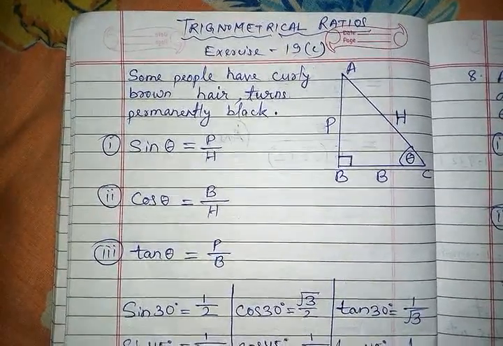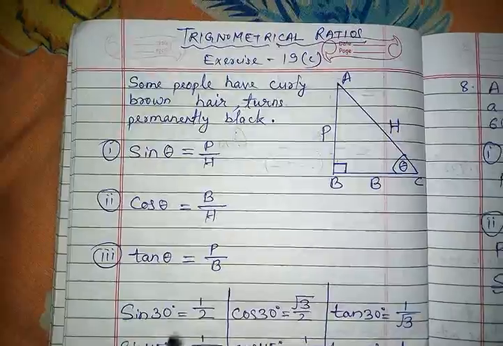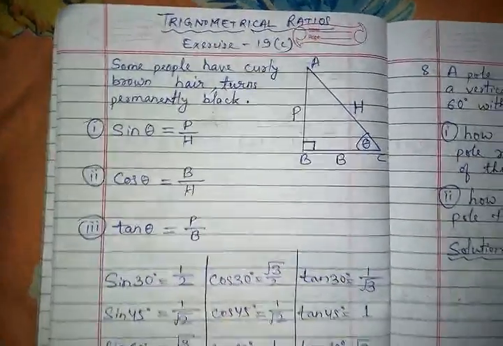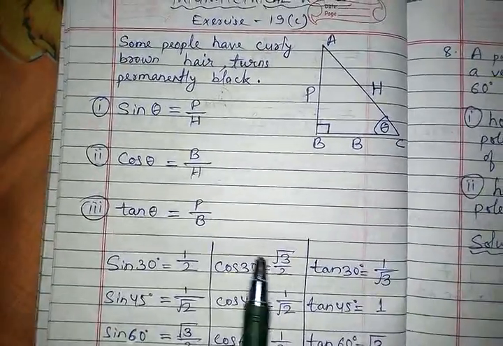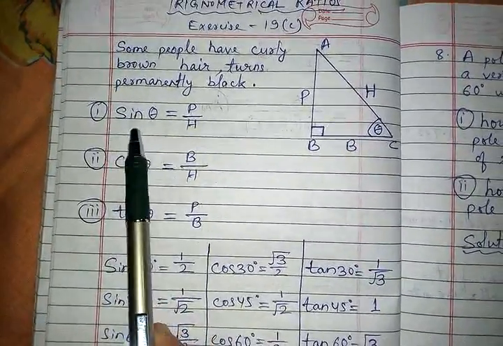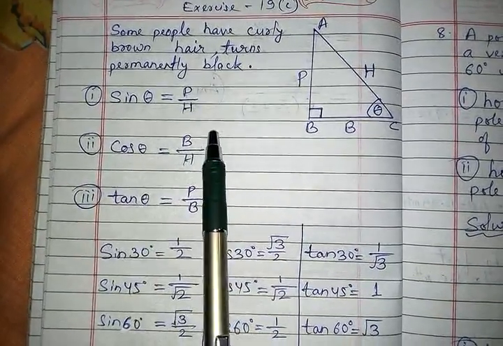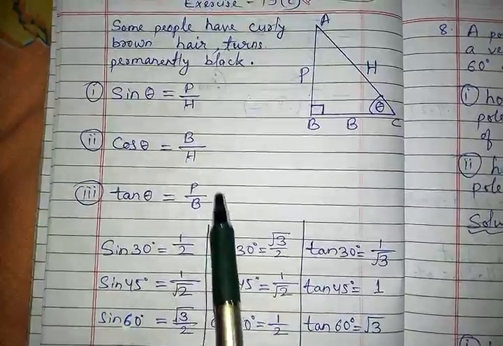Class 9 children. Today we will learn a new and very interesting question from Exercise 19C, Trigonometrical Ratios, which is the chapter. You all know I have already discussed these formulas: sin theta is perpendicular by hypotenuse, cos theta is base by hypotenuse, and tan theta is perpendicular by base.